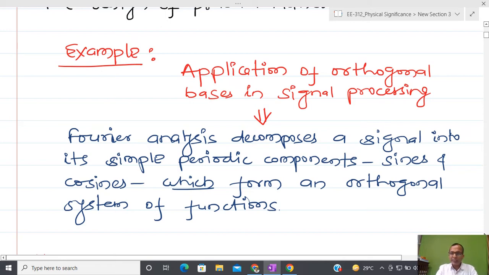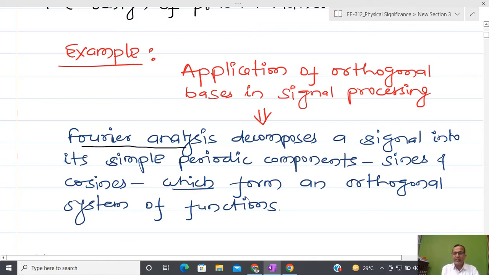So we are going to see that algorithm in today's lecture using the help of linear algebra. Okay, so what is the basic application of orthogonal basis? There are several applications, and one of the most important applications is Fourier analysis.